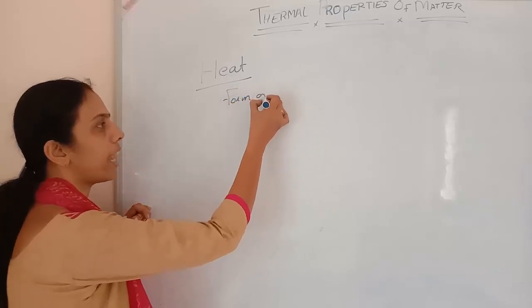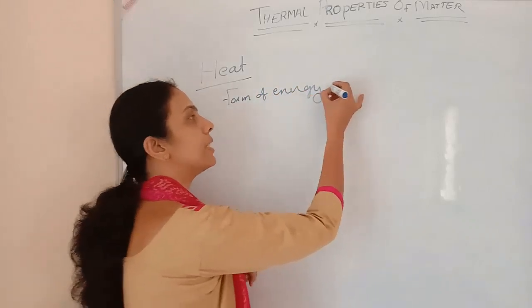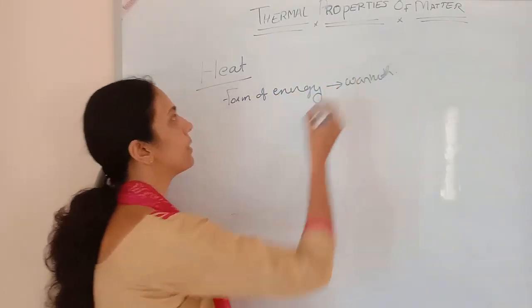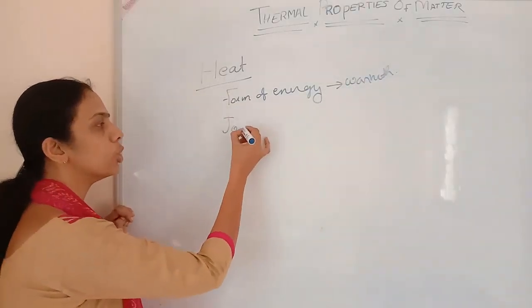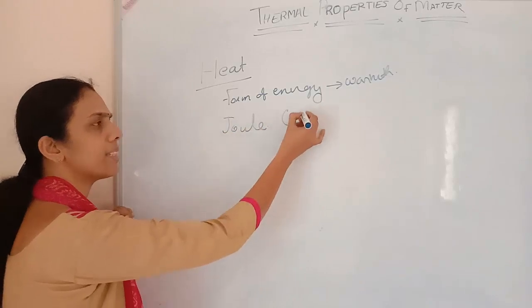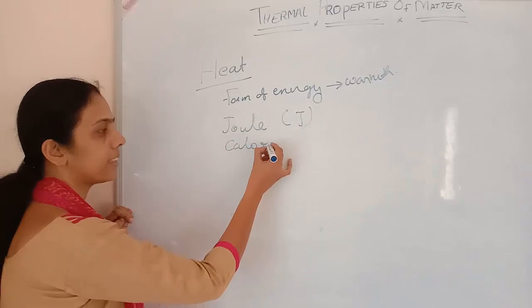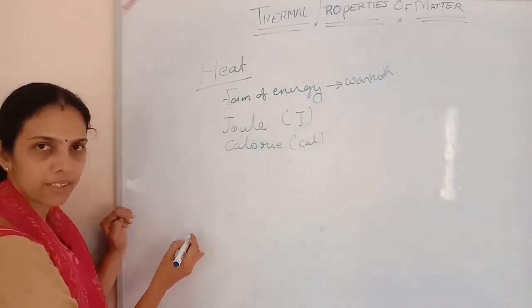A form of energy which gives warmth, hotness or coldness, that is called heat. The unit of heat energy is joule, represented as J. Another unit is calorie, represented as CAL.